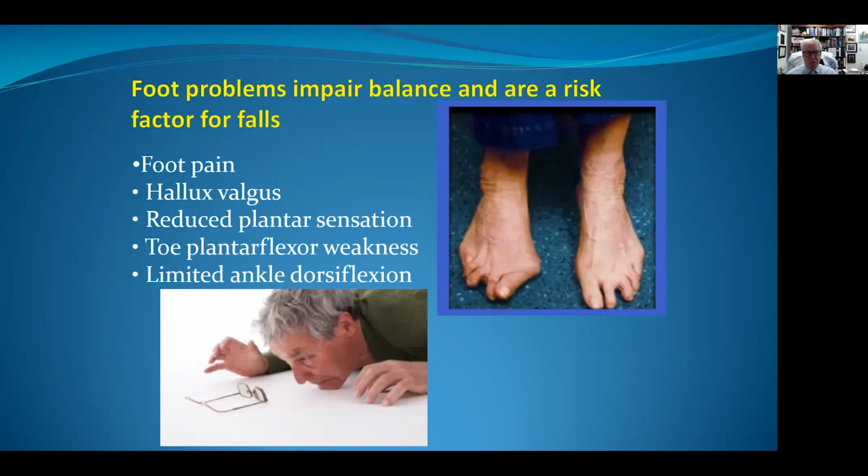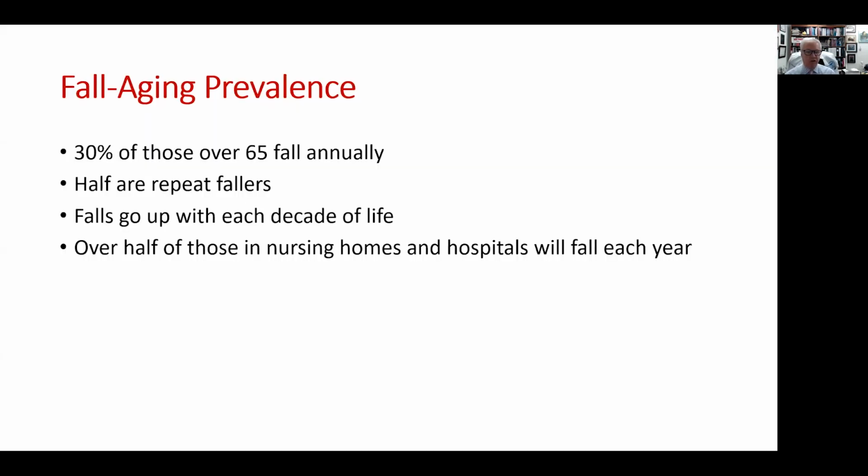And we all know, when someone breaks a hip, the morbidity associated is not so much from the fracture, but the pneumonias that follow and the immobility. The psychological depression is a major health concern. So 30% of those over 65 fall annually. Half are repeat fallers. Falls go up with each decade of life, and many in nursing homes and hospitals will fall each year.